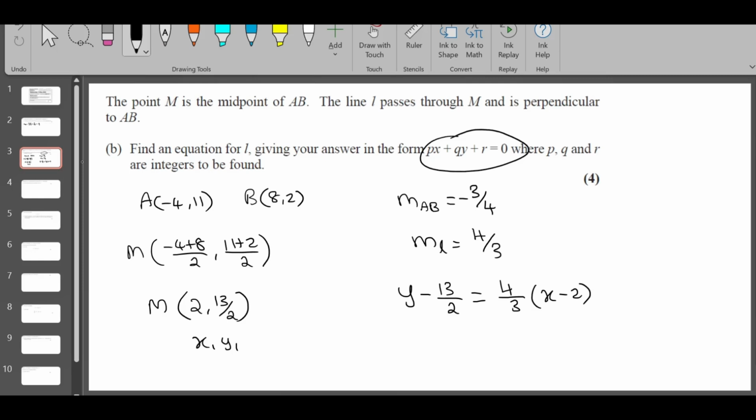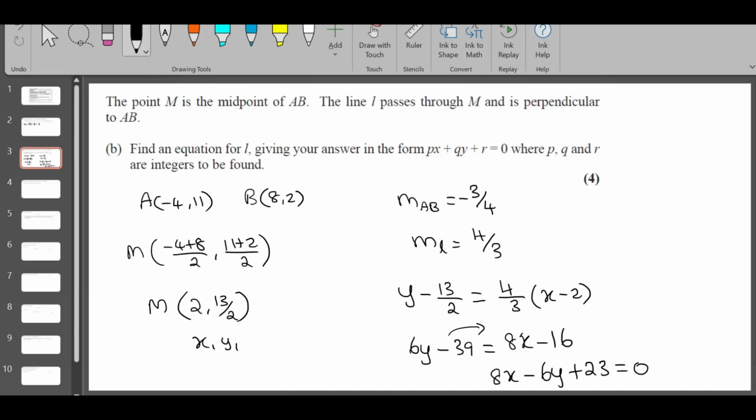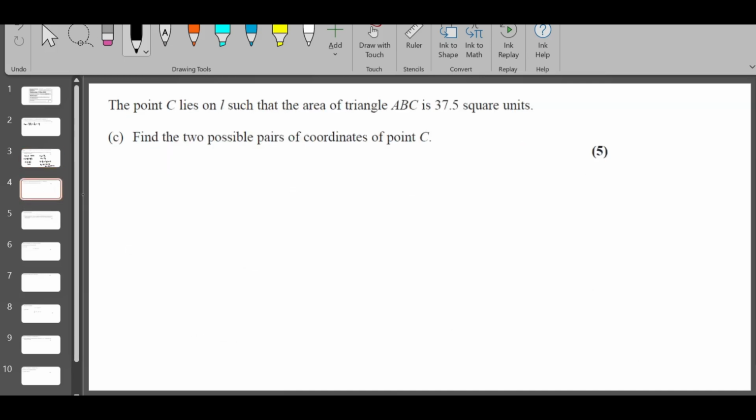So I'm going to multiply through by 6. So 6y minus 6 over 2 is 3, 39 is equal to 6 over 3 is 2, 8 times x minus 2, which is 8x minus 16. So just move everything to one side. We get 8x minus 6y, 39 minus 16 is 23, plus 23 is equal to 0. That's all.